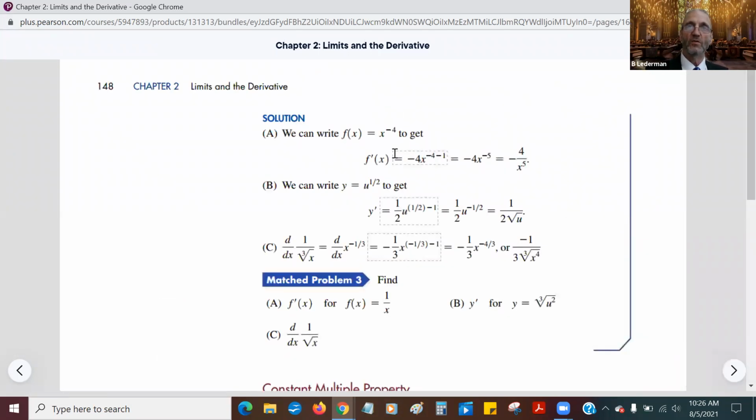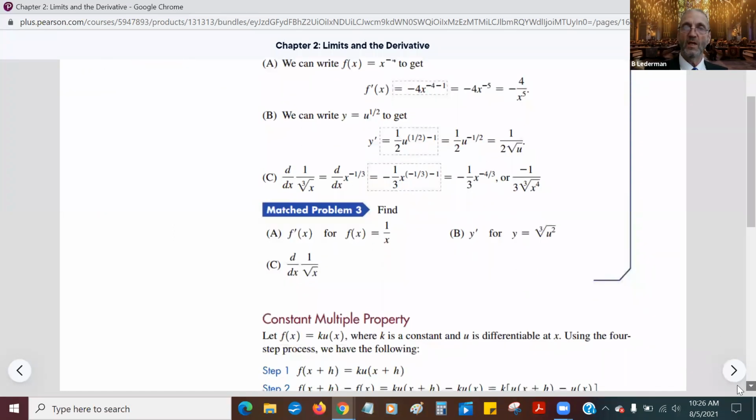I'm sure that's what they're going to do right here. So 4 times x to the negative fifth, which you can convert back, and you get 4 over x to the fifth. And here we have 1, bring out the 1/2 times u to the negative 1/2, you can write it that way. And this one, the same thing, negative 1/3 x to the negative 4/3, or you can write it that way. Beautiful, yay.